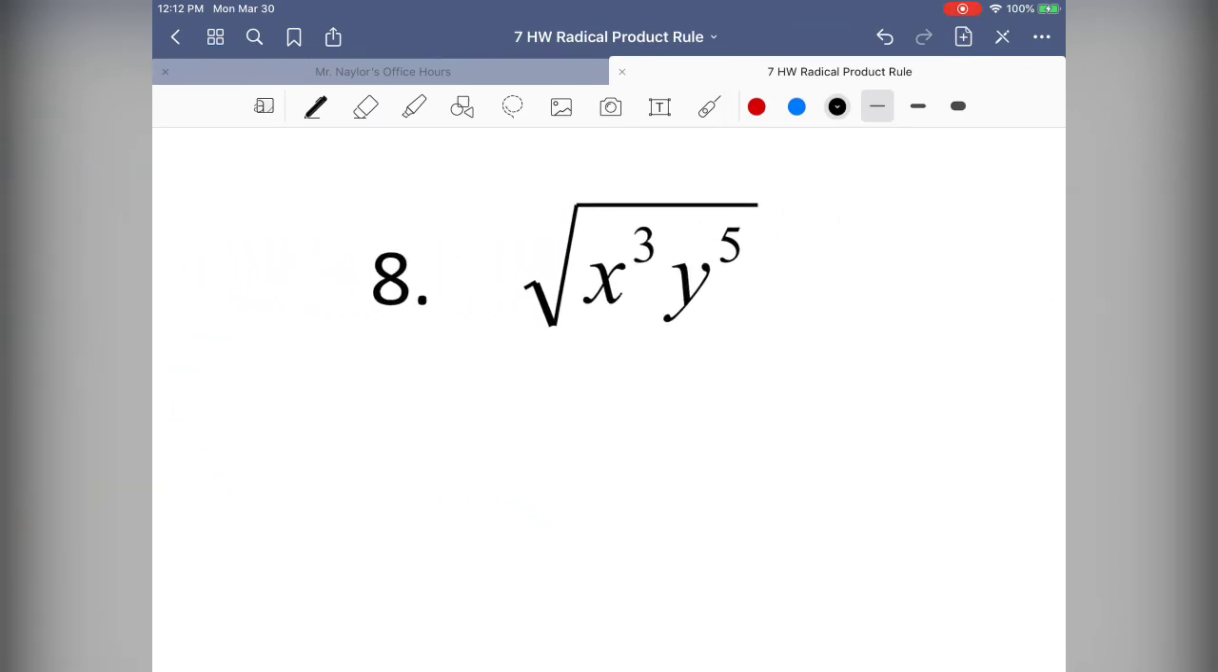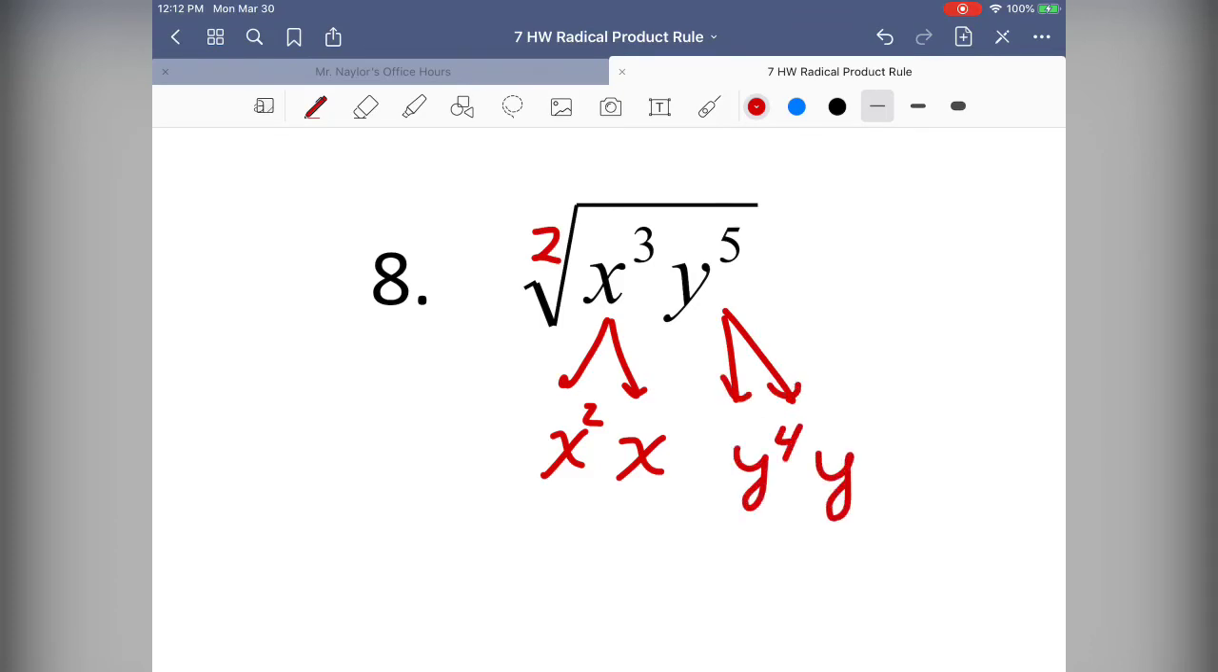Now this problem is assumed to be a square root when you don't see the root written. Since that's the most common root, we'll think of that as a square root. We'll want to think about splitting up x to the 3rd into an x squared and an x, and we'll want to think about splitting up y to the fifth into a y to the fourth and a y.